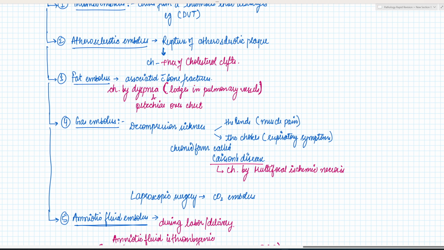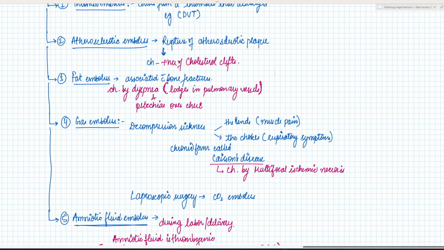A third one is fat embolus. Fat embolus is associated very commonly with bone fractures. If there is trauma, road traffic accidents, or any bone fracture, then as we know, the marrow contains fat tissue.